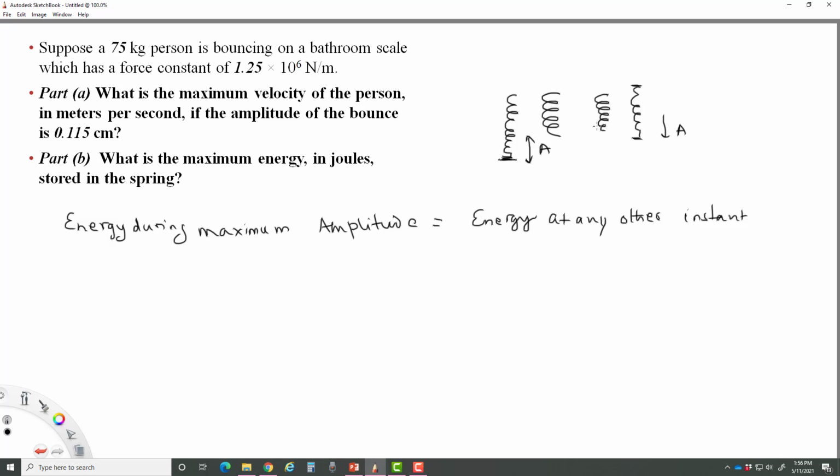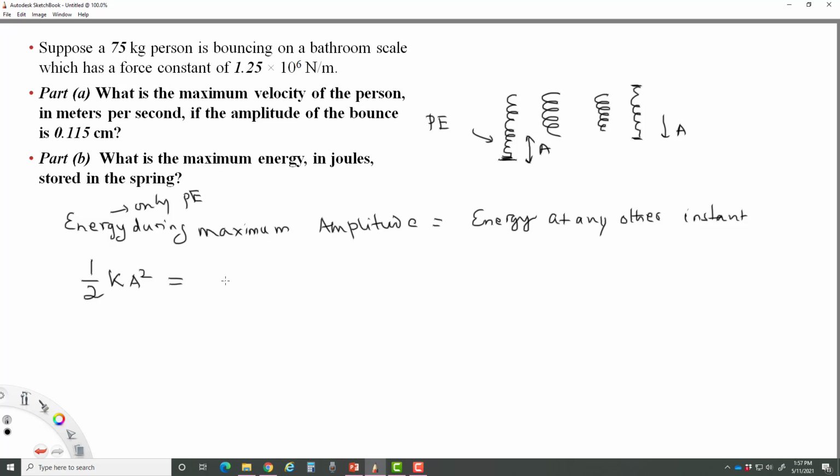Okay, so whether it's stretched like that or whether it's compressed like that or whether it's in equilibrium, it's always the same. So that means we know the energy in the maximum stretched condition is only that of the potential energy. There is no kinetic energy, because at the maximum displacement it momentarily stops, so there's no speed at that instant, so there's only potential energy. So potential energy is 1/2 k delta x squared. In this case, delta x is A, so A squared.